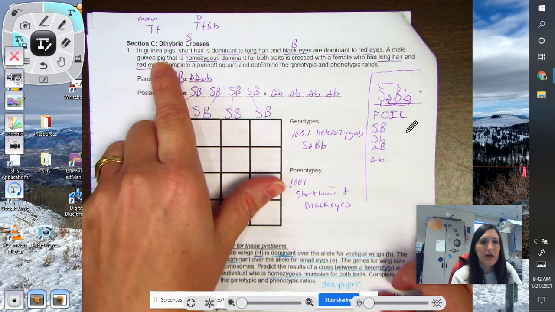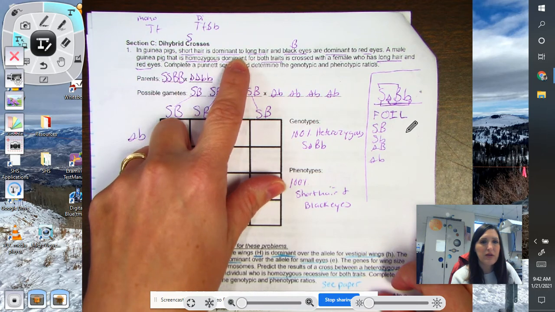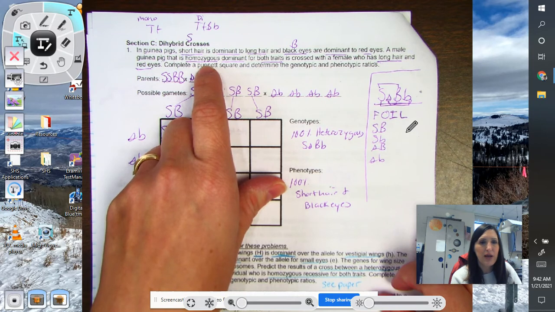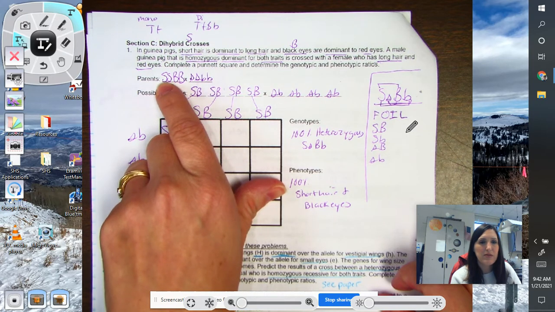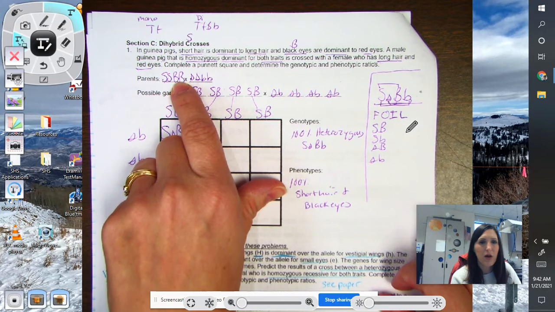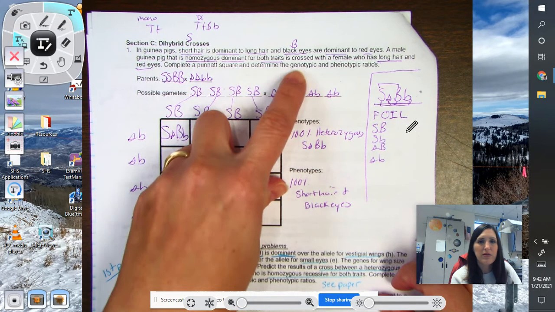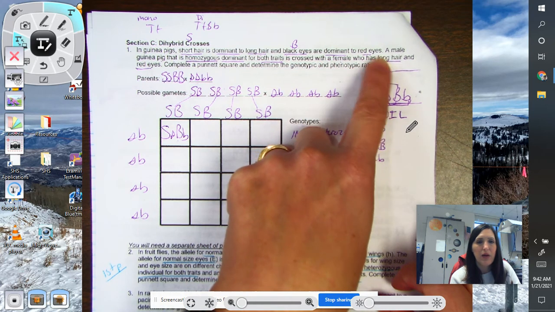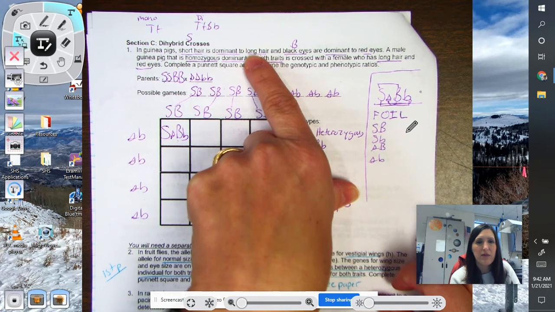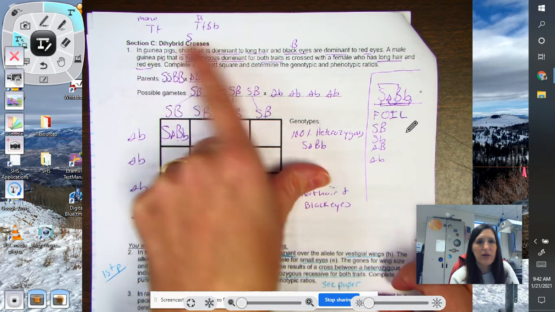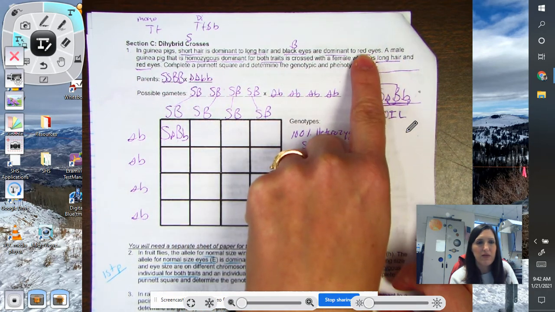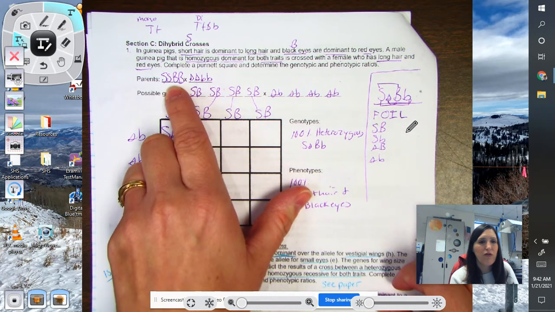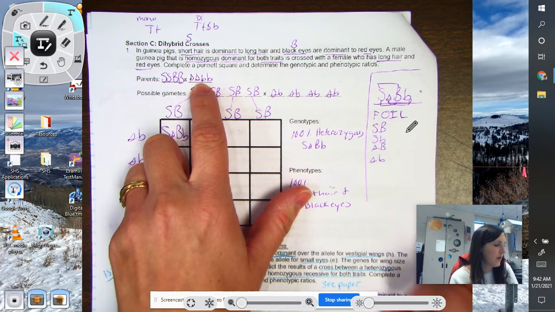A male guinea pig that is homozygous dominant for both traits, so you're going to have big S, big B, is crossed with a female who has long hair. Long hair was my recessive, and red eyes is also my recessive. So I've got little s, little b. Notice I've got 4 letters in my cross.